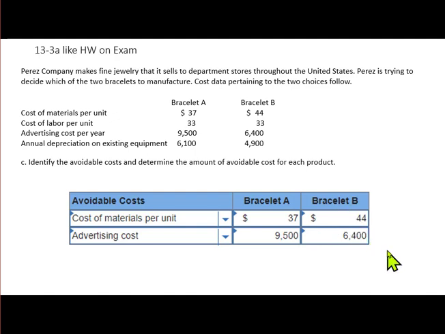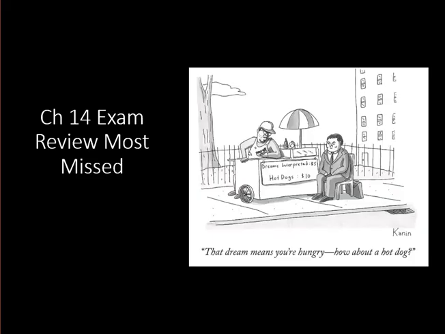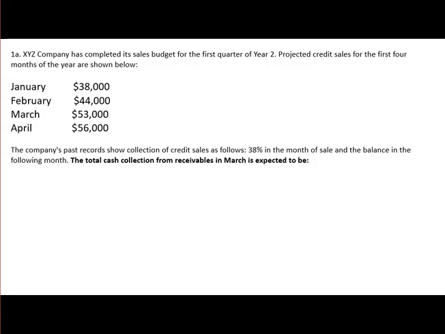So you'll see a problem very much like this one with just different sets of numbers, maybe different names, whatever. And that's all for 13. So let's take a look at 14. For 14, the missed questions that we're going to take a look at all have to do with cash budgeting and so forth for this chapter.